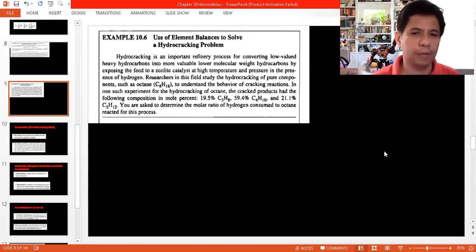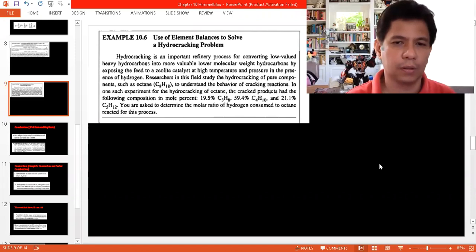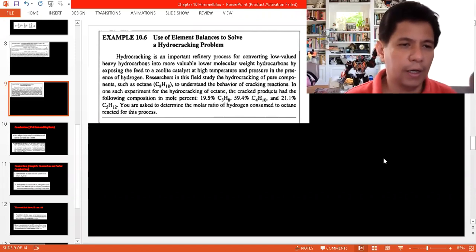Okay, so let me read the problem. This is example 10.6. Hydrocracking is an important refinery process for converting low-valued heavy hydrocarbon into more valuable, lower molecular weight hydrocarbon by exposing the feed to a catalyst at high temperature and pressure in the presence of hydrogen.